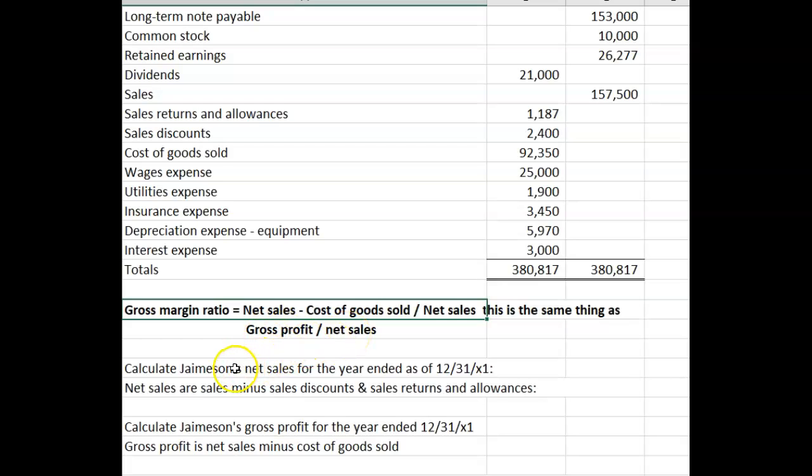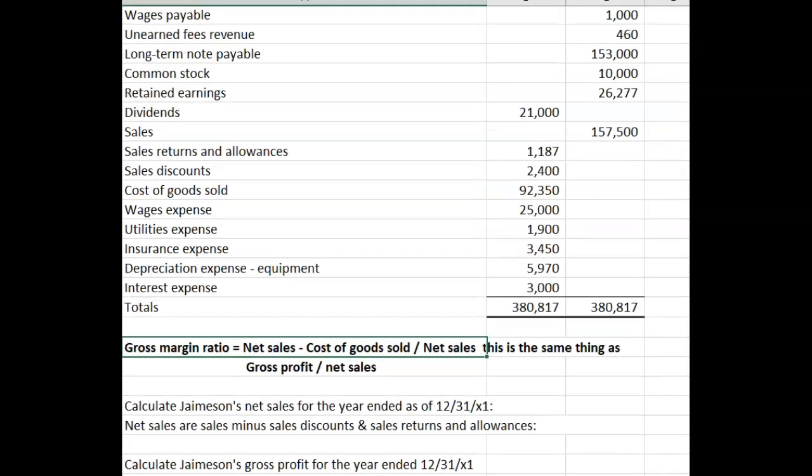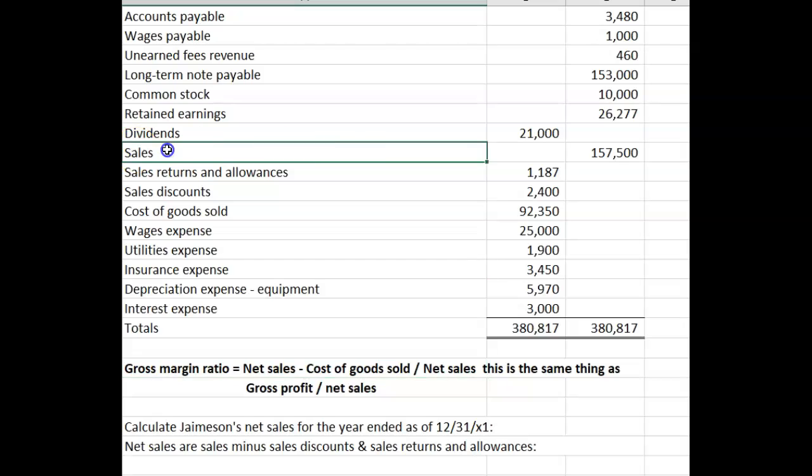So the first thing we're going to need to do is calculate Jamison's net sales. And net sales are defined as sales minus sales returns and allowances and sales discounts. Please calculate Jamison's net sales. When you have finished your calculation, start the video again to check your work.